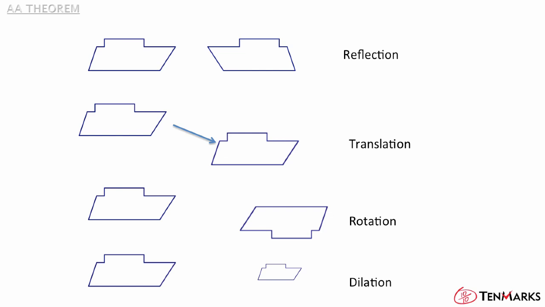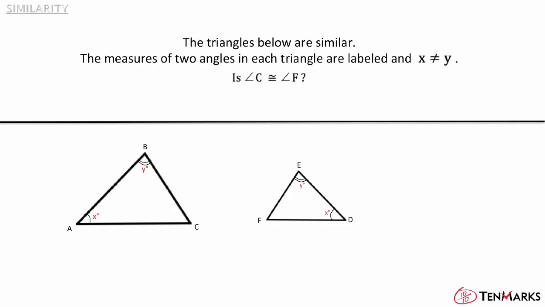Let's try some problems. The triangles below are similar. The measures of two angles in each triangle are labeled, and x does not equal y. Is angle C congruent to angle F? Start with what you know. Since the triangles are similar, corresponding angles are congruent.